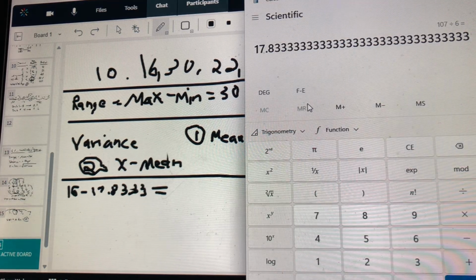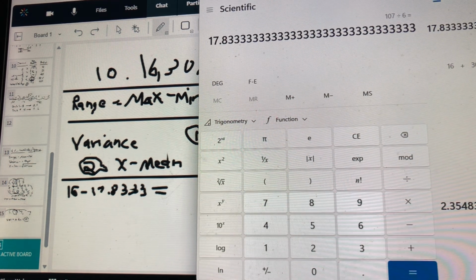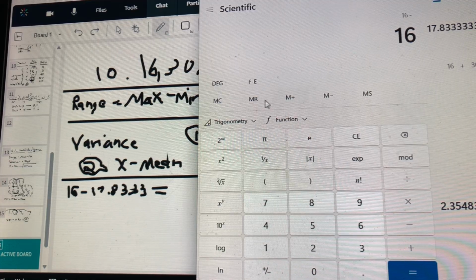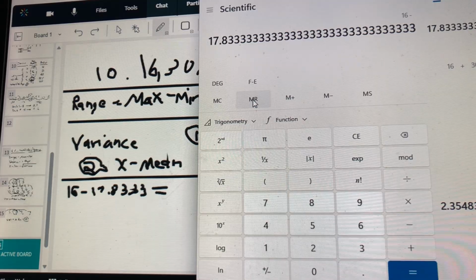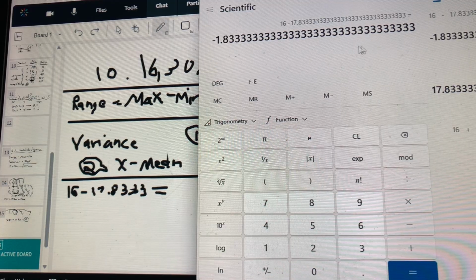So one thing that could help is many calculators have a way to store this in memory. I'm going to store this in memory. And then I can do 16 minus memory recall. And if only the mean was 17, I wouldn't have to deal with all this, but unfortunately they gave us a bad example. See how it's a big messy decimal, but I'll just round this to 4 decimals now. Negative 1.8333.